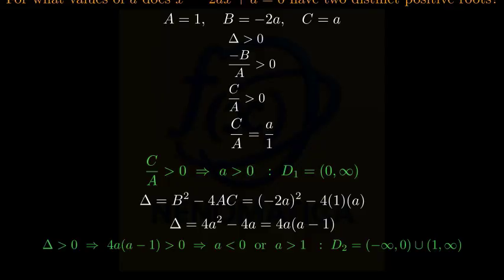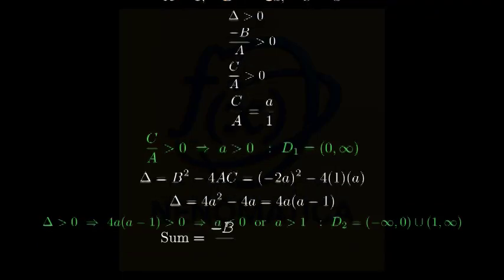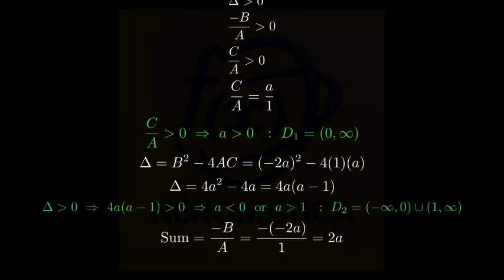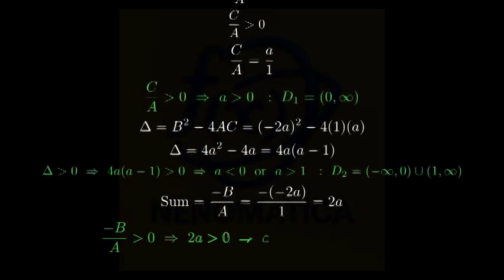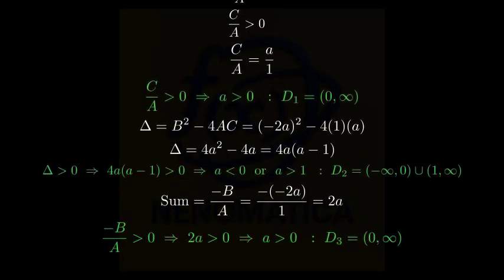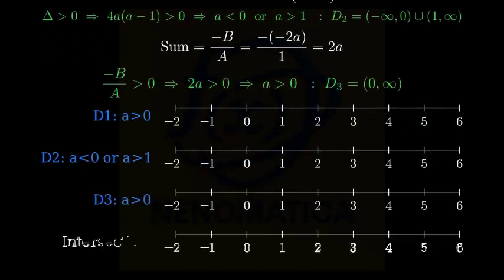Finally, the sum of the roots must be positive. The sum equals negative b over a, which is negative of negative 2a over 1, that is 2a. Therefore, the sum is positive when a is greater than 0. We will call this domain D3. Let us visualize D1, D2, and D3 on number lines, and then intersect them. We will stack four number lines, D1, D2, D3, and the final intersection at the bottom.